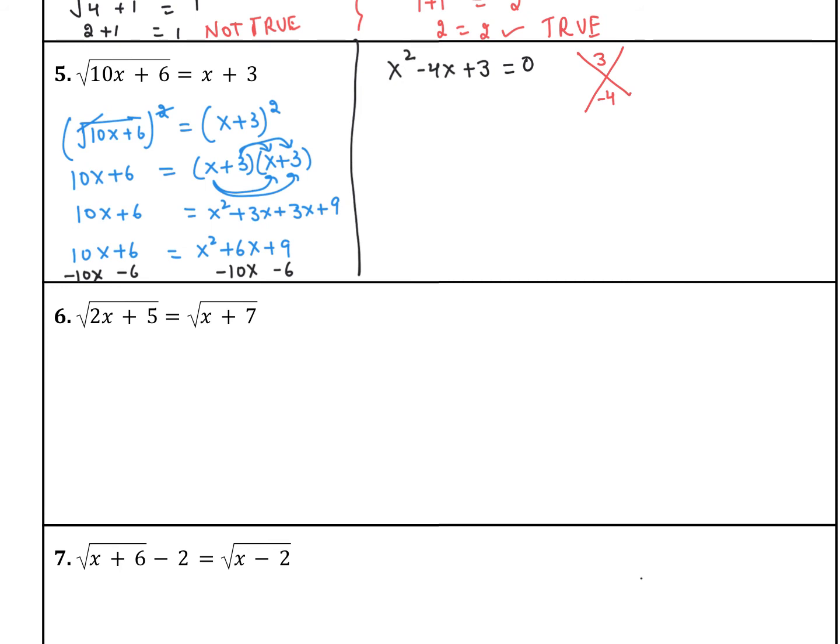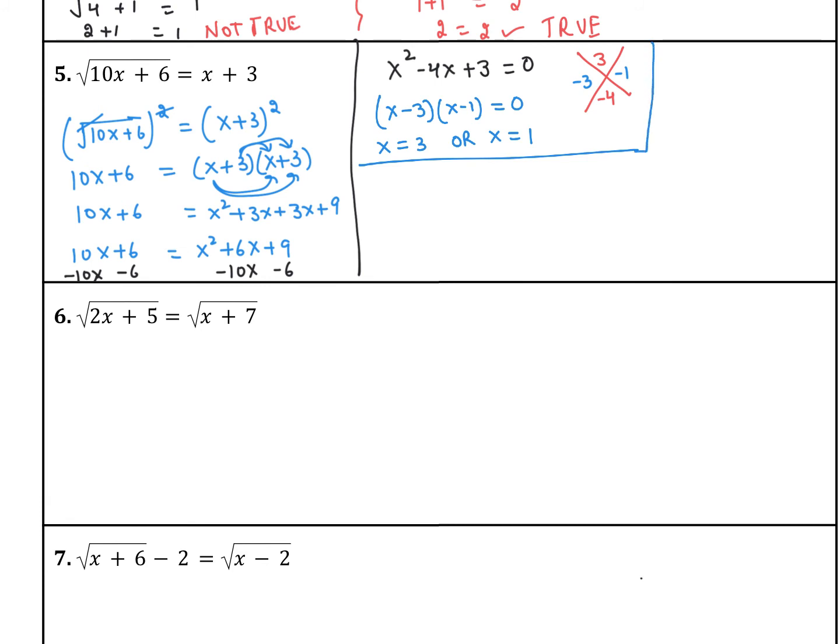The two numbers you're looking for are going to be -3 times -1. When you add these two numbers you get -4, and when you multiply them you get positive 3. So the factors are x minus 3 times x minus 1 equals 0. So the two answers you got are x equals 3 or x equals 1. So we're going to check them one by one.